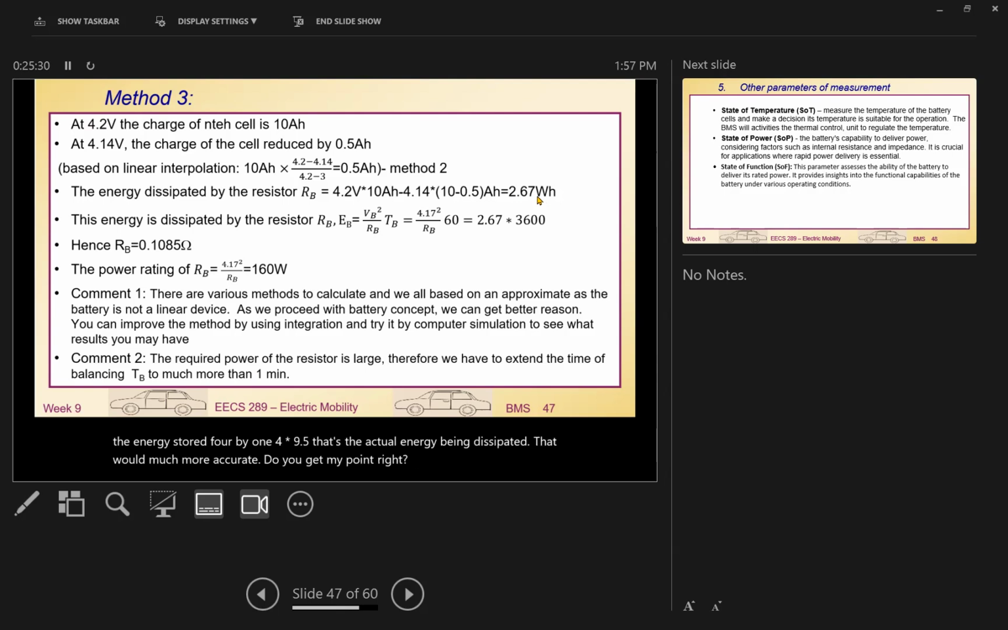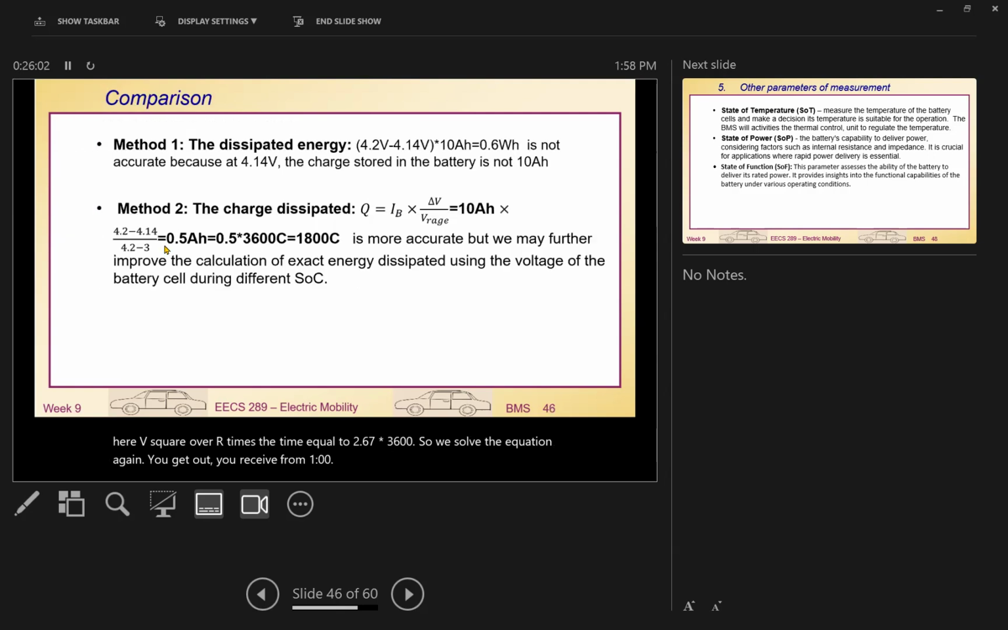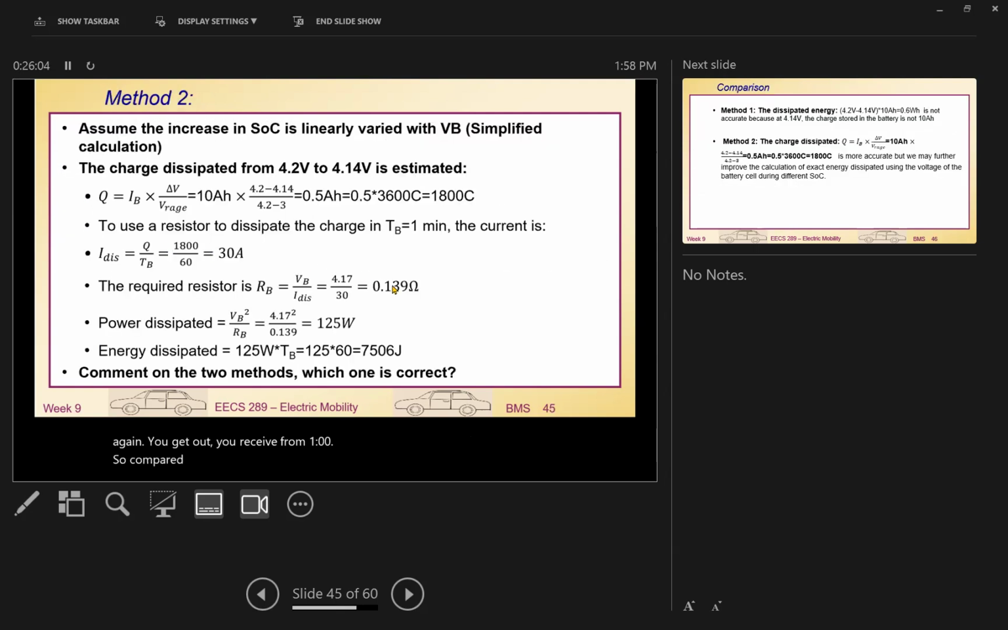Usually, if the voltage variation is not much, the answer may not be that bad. But now we're talking about 0.06 volt, which is quite a big number. Then the energy in here, V squared over R times the time, equals 2.67 multiplied by 3,600. So we solve the equation again. We get R equal to 0.1 ohm. So compared to 0.139, you make certain changes. We need high power.